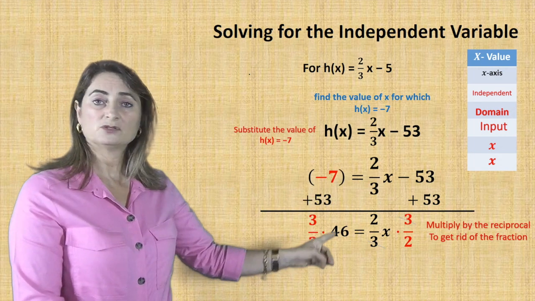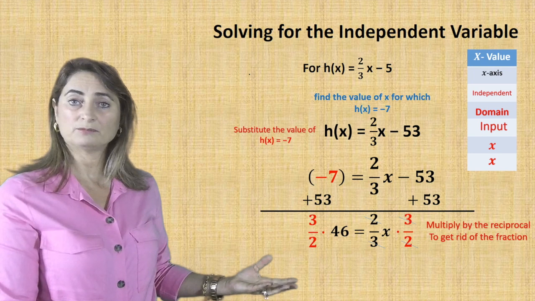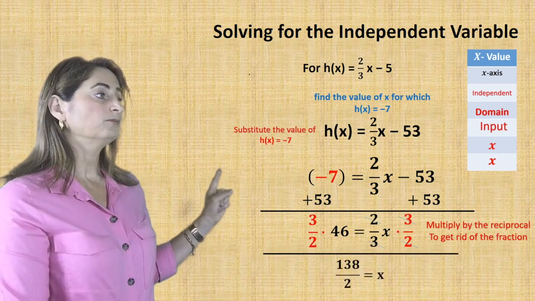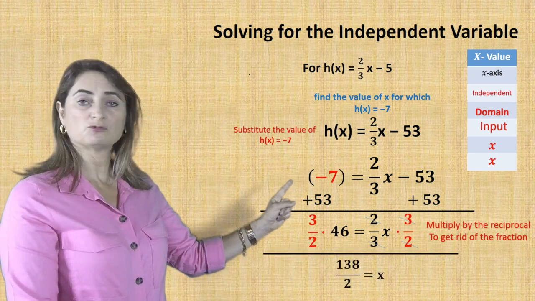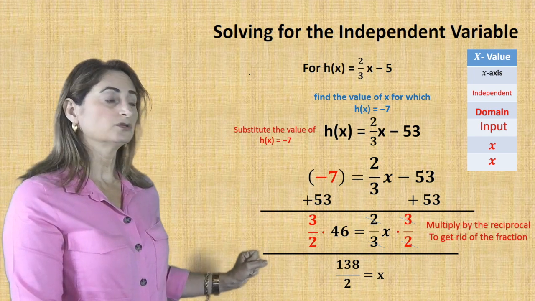3 divided by 3 is 1, 2 divided by 2 is 1, you end up with x equals, now multiply, 3 times 46, which is 138, divided by 2.